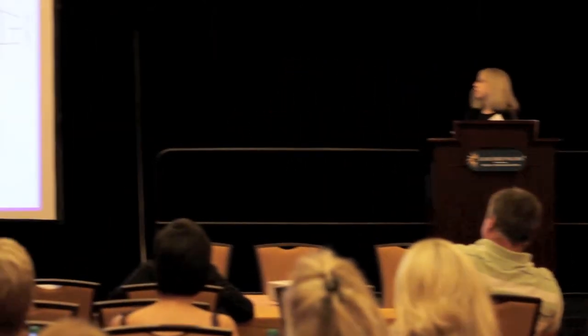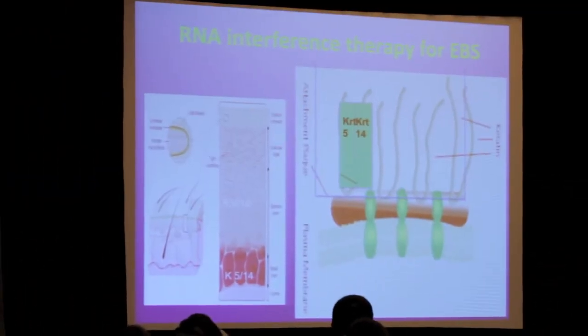And now I want to switch and talk about RNA interference therapy for epidermolysis bullosa simplex. Basically, as we heard earlier, keratin comes in pairs, and here's the dermal epidermal junction and a basal cell. The keratin in the basal cell is keratin 5 and keratin 14, and they complement each other. Here you see keratin 5 and keratin 14 come together, and they have a very nice fit.